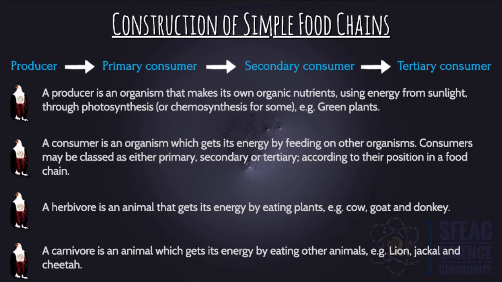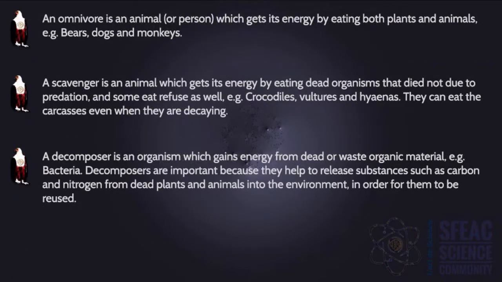Then we go on to herbivore. A herbivore is an animal that gets its energy by eating plants, for example a cow, a goat, and a donkey. Then a carnivore is an animal which gets its energy by eating other animals, for example lions, jackals, and cheetahs. An omnivore is an animal or person which gets its energy by eating both plants and animals. And by the way, people also eat plants and animals, that's why it's included there. So for example, we have bears, dogs, and monkeys.